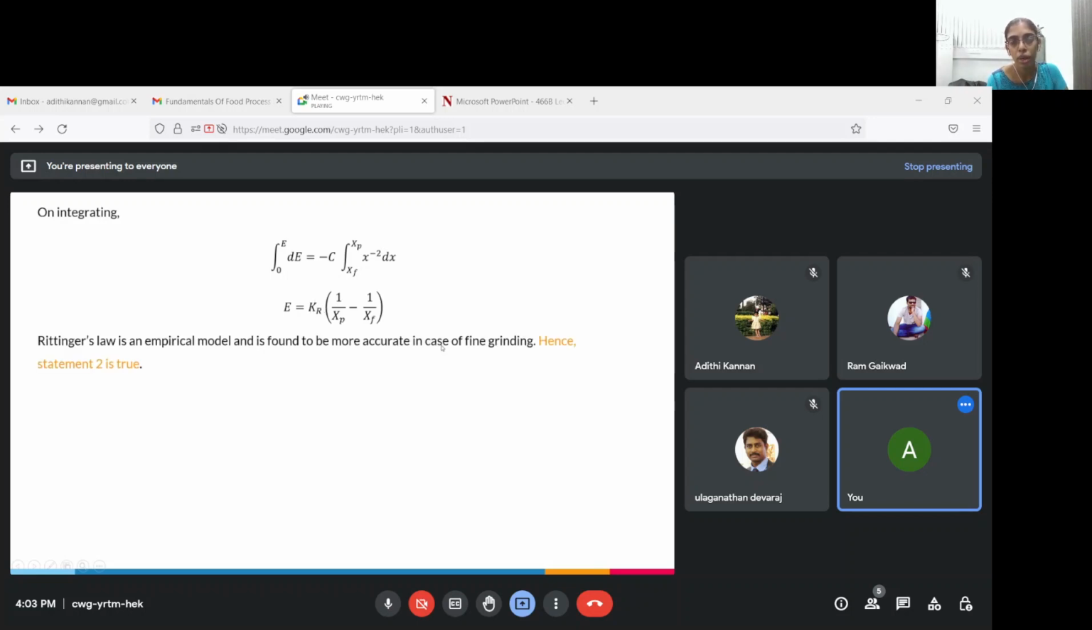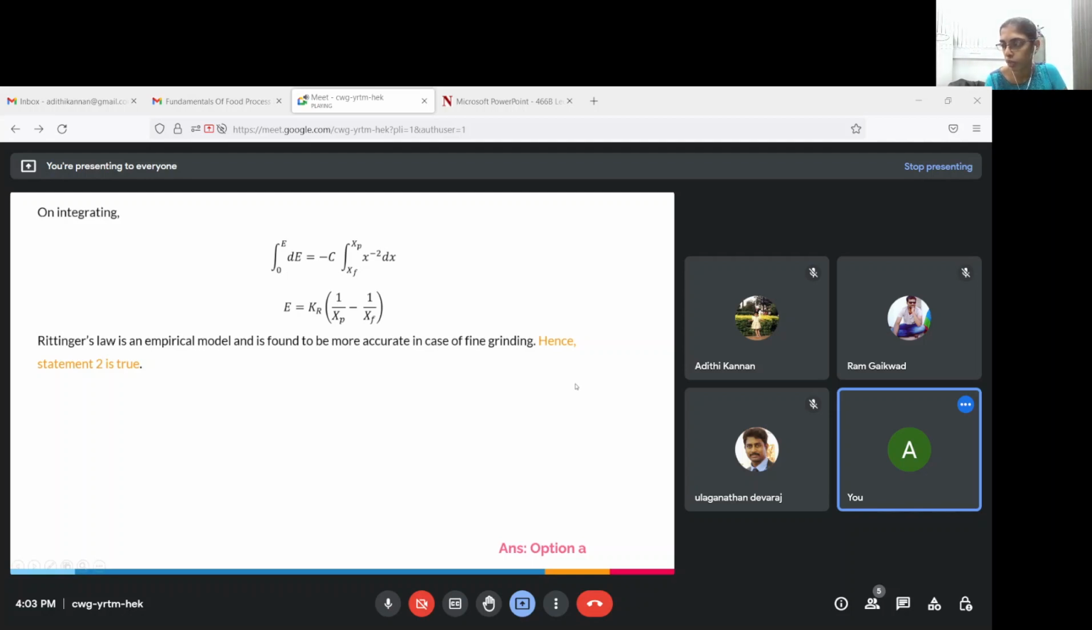Rittinger's law is an empirical model and was found to be much more accurate in predicting the energy required in case of fine grinding. That is, if you want your product to be very finely ground or reduced to a size, that is when you will use Rittinger's law. Otherwise, Rittinger's law is not very accurate and hence cannot be applied. So statement 2 is true. For coarse grinding and intermediate grinding, we have other laws that we'll be discussing soon. So Rittinger's law is only applicable for fine grinding. So the answer to this question is option A: statement 1 is false, it is dependent on the surface area, and statement 2 is true, that is it is used for fine grinding.